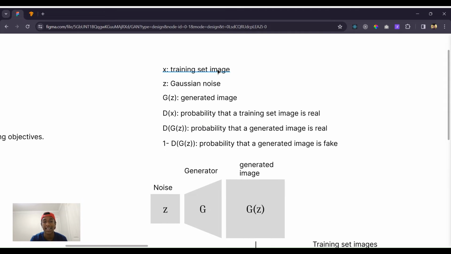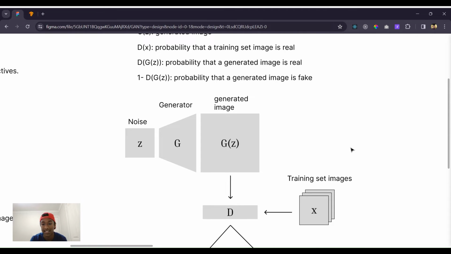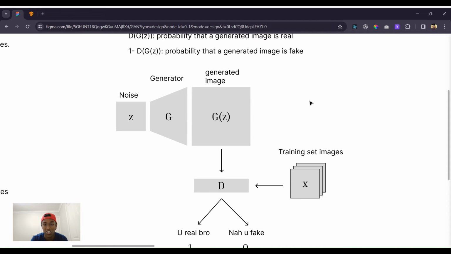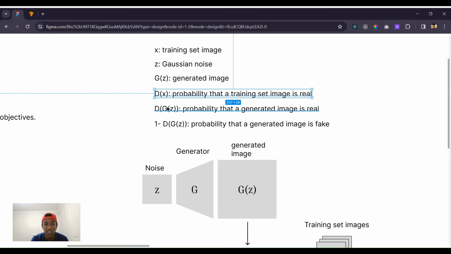So X is an image from the training set. Z is Gaussian noise. So just some noise, which the generator then uses to generate the image G of Z. So G of Z is just the generated image. Now we pass this generated image or this training set image into the discriminator. And for each of those cases, we get a probability. So D of X is the probability that a training set image is real, and D of G of Z is equal to the probability that a generated image is real.